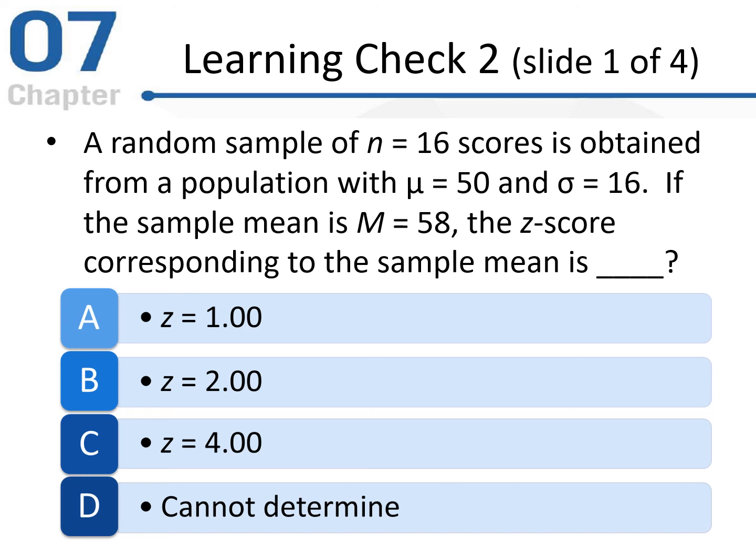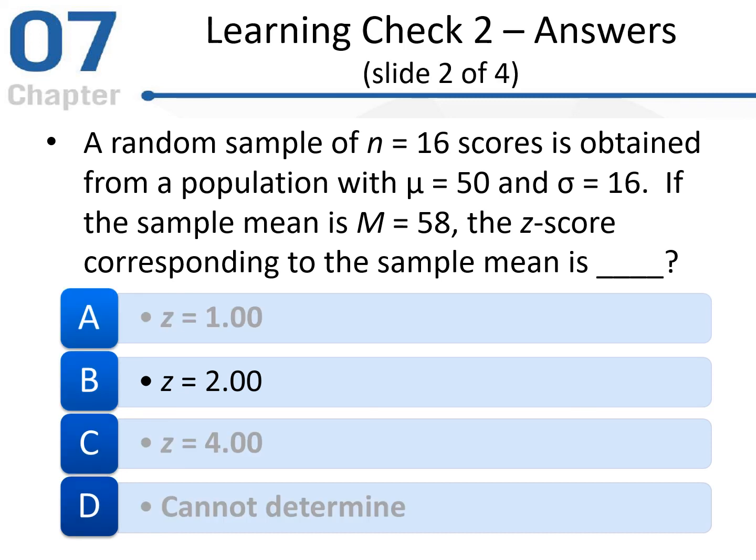So when I plug that in, I get 58 minus 50 divided by 16 over the square root of 16, which is 4. So it becomes 58 minus 50, which is 8, over 16 divided by 4, which is 4. 8 over 4 gives me 2. So the answer is B, 2. And that's what we're getting here.